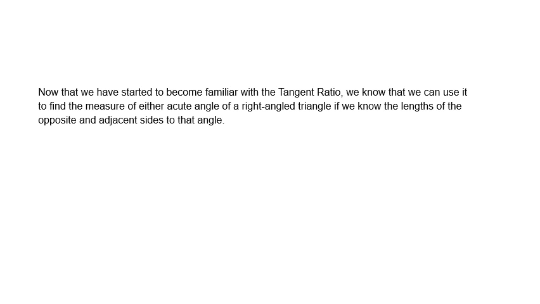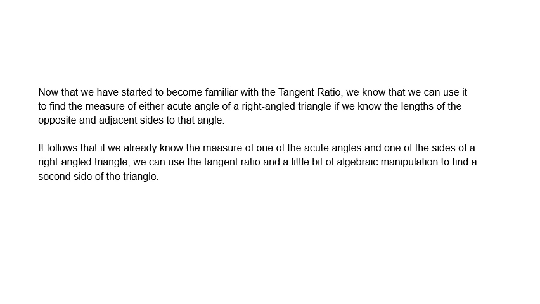find the measure of either acute angle of a right angle triangle, if we know the length of the opposite and adjacent sides to that angle. It follows that if we already know the measure of one of the angles and we know one of the sides, we can use the tangent ratio and a little bit of algebra to find the second side of the triangle. So for example, if I give you this triangle, triangle ABC, we're looking for the side length AB.